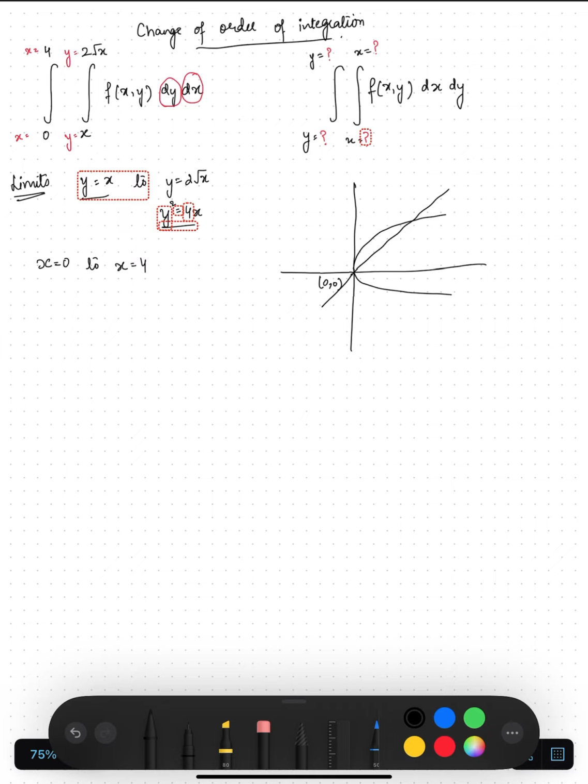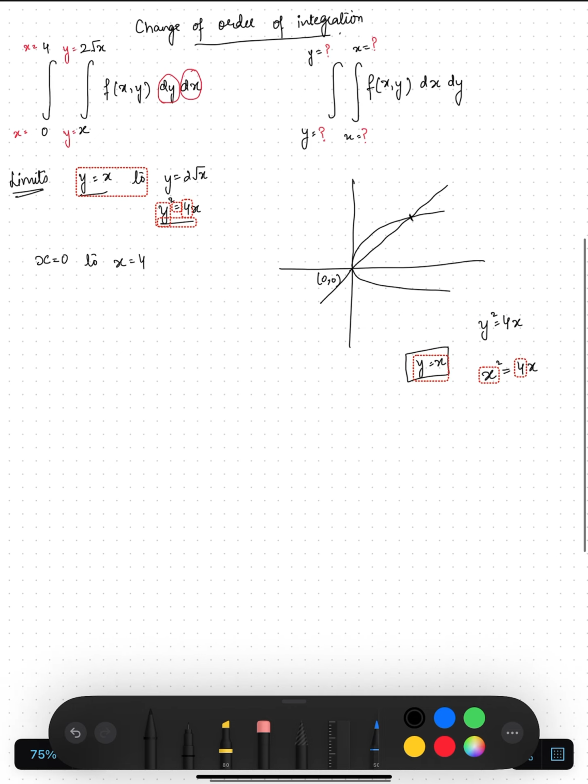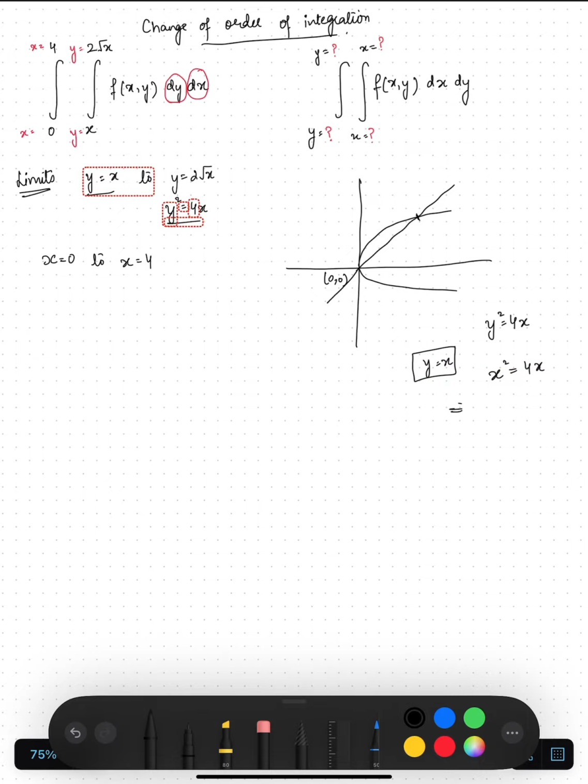The point of intersection, as you can see, is a point of intersection I need to find. So it is y square is equal to 4x intersecting with y is equal to x. So I am putting y is equal to x into this. What I am getting is x square is equal to 4x, which implies x square minus 4x is equal to 0, or I can take x common, x into (x minus 4) is equal to 0. So what I am getting is x is equal to 0 and x is equal to 4.